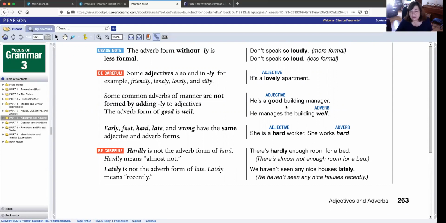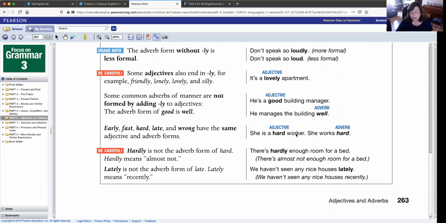So we would say he's a good building manager. The good, right? What kind of building manager is he? He's good. He manages the building well. Now this is talking about how he managed the building, so this is an adverb. Look at this. Early, fast, hard, late, and wrong have the same adjective and adverb forms. So these words are the same whether you're using them as an adjective or an adverb.